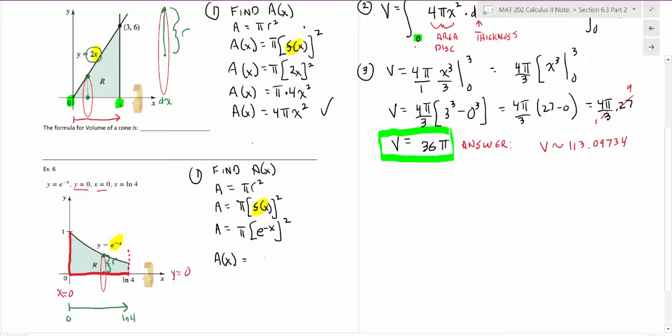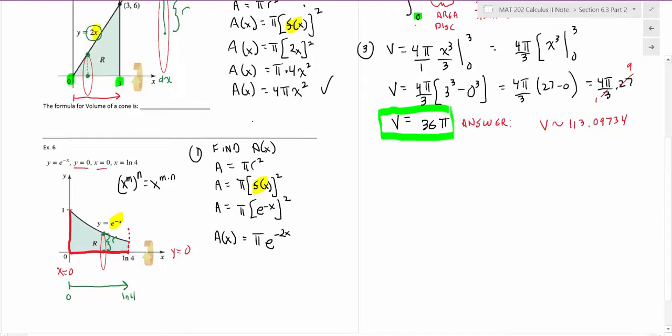So A of x is pi. Again, you multiply those exponents to get e to the negative 2x. Again, you're applying that rule, x to the m to the n equals x to the m times n. That's the basic thing we're doing. Okay, so that's step one.